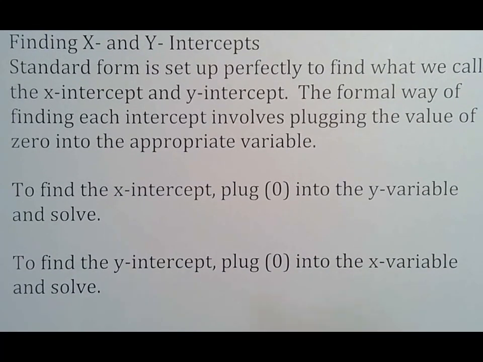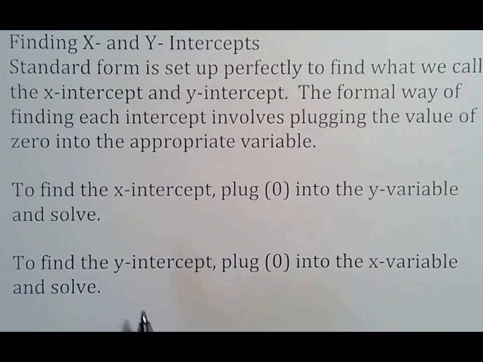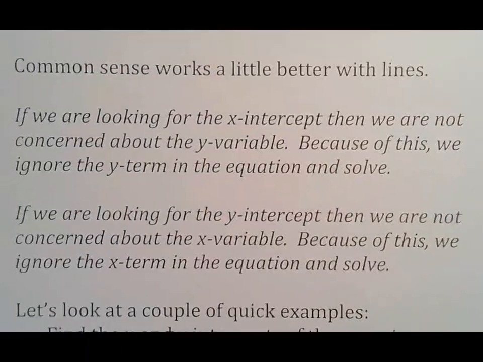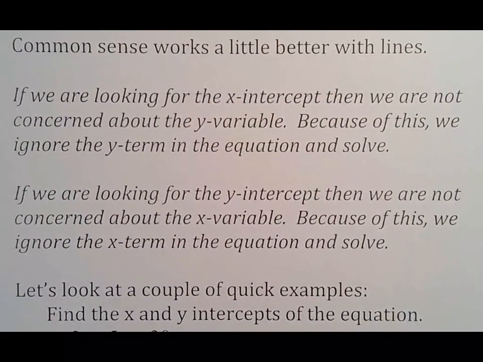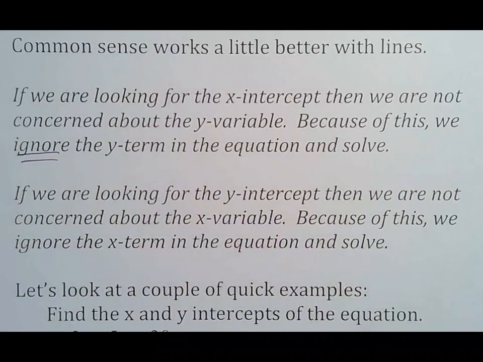How do you notice that? I care about x if I want the x-intercept, so y means nothing to me, so I put 0 in for y. If I want the y-intercept, y means everything, which means x means nothing, and so that helps me out. But again, you have to solve that in order to get to where you need to be. Common sense works better with lines. If we're looking for the x-intercept, that means we're not concerned about the y-axis or y variable, so my best idea for you is to ignore the y term, and your MathXL is going to make you do this.